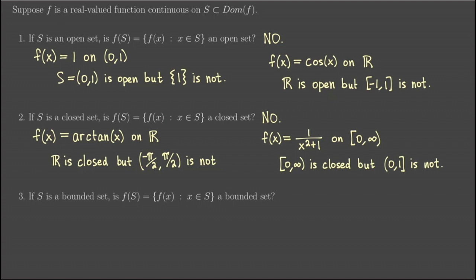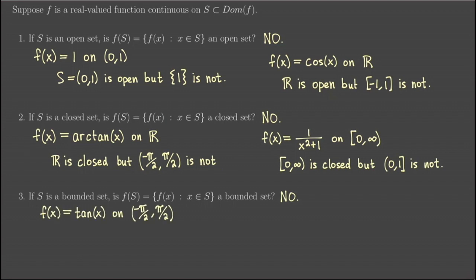Last question now with our notion of boundedness. If S is a bounded set, is the set of outputs f of S also a bounded set? So try to come up with some counterexamples and see what you can get. Once again, the answer is no. If S is bounded, it's possible to come up with a continuous function f which is not bounded.